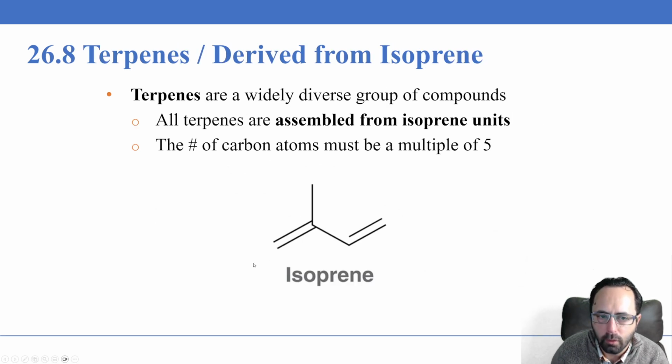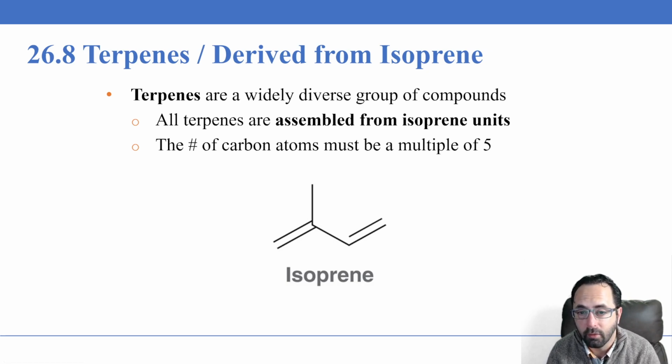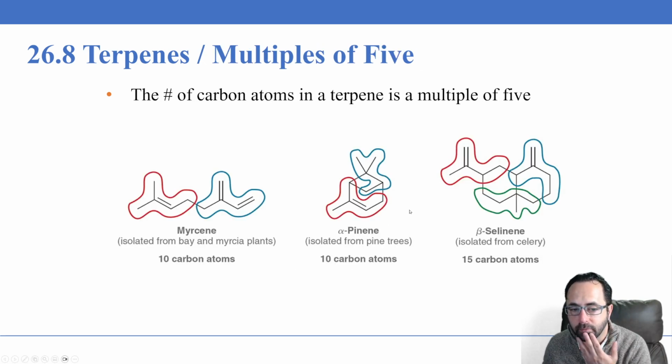The last group of molecules is terpenes. Terpenes are a very widely diverse group of compounds. The terpenes are assembled from isoprene. Isoprene is a molecule that contains 1, 2, 3, 4, 5 carbon atoms, and it has 2 double bonds in it. And these double bonds can undergo polymerization reactions to produce large molecules that are formed from individual units of isoprene, and these molecules are called terpenes. So myrcene is an example of this.